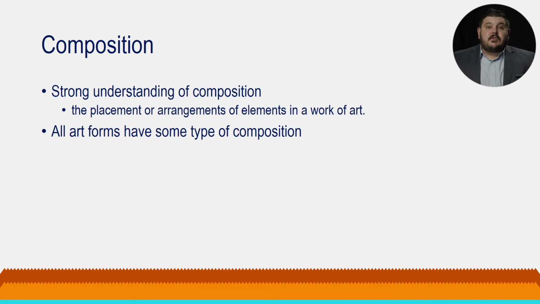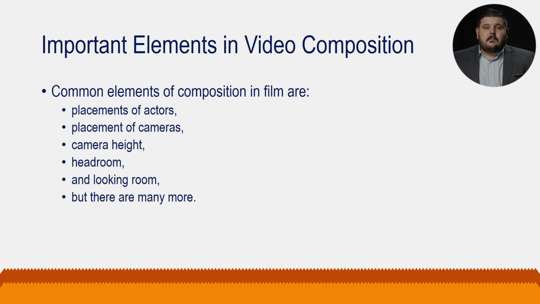The first step is to have a strong understanding of composition. For those of you who are unaware, composition is the placement or arrangement of elements in a work of art. Notice I said a work of art rather than a film. That's because all art forms have some type of composition. There is a reason Mozart is known as a composer. He is taking all of the elements, such as musical notes, and creating a piece of art, or composition. We could spend many lessons discussing composition in other forms of art, but for now, let's stick to composition as it pertains to film.